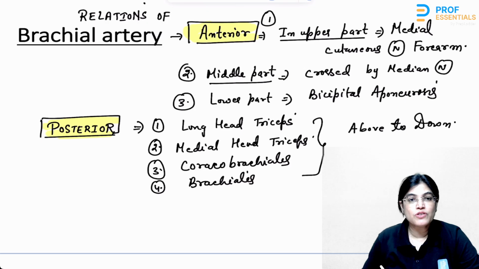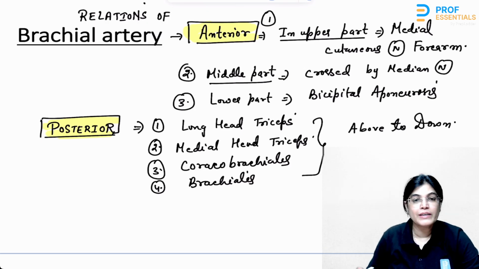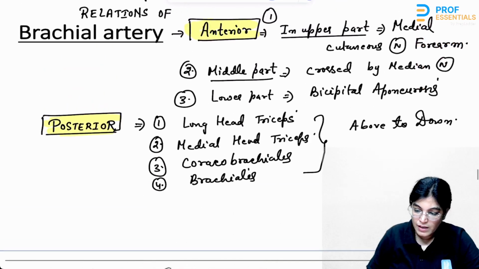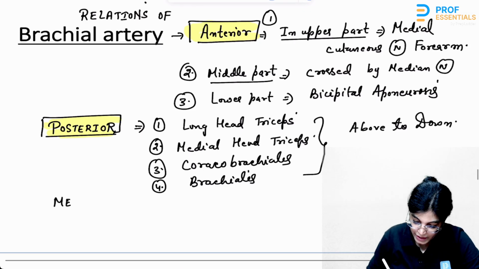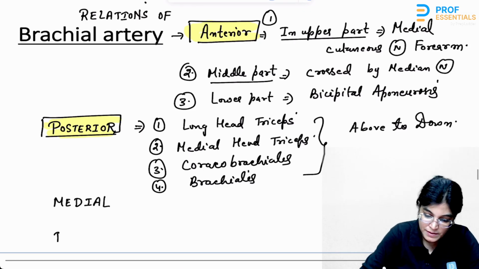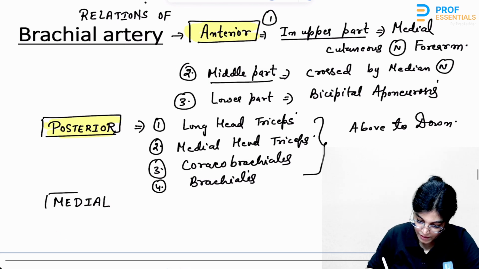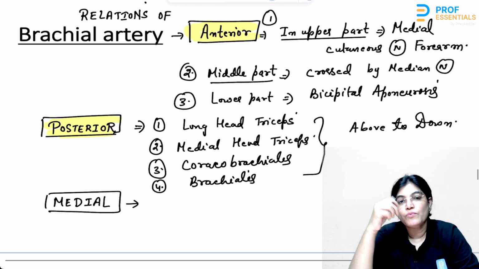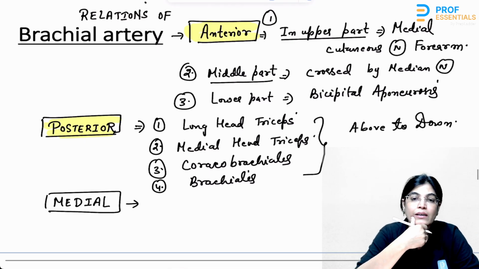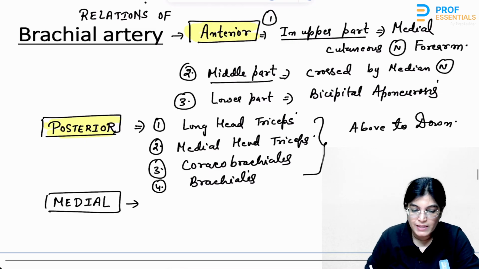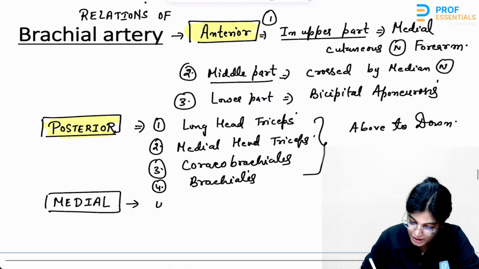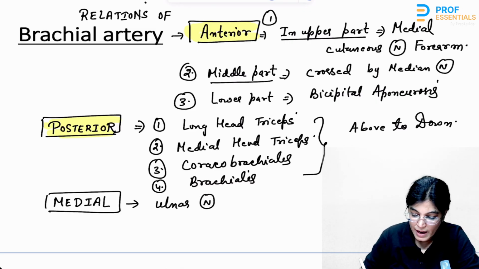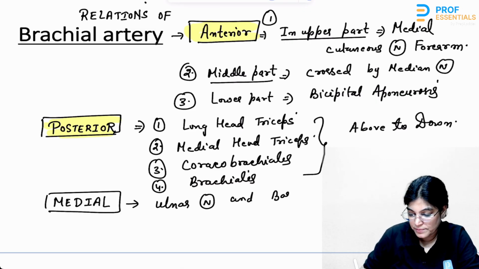So we have got the relations on the anterior aspect and on the posterior aspect. If you want, we will also write the relations on the medial aspect and on the lateral aspect. Medially, which structures lie by the brachial artery? The ulnar nerve and the basilic vein. So on the medial side, we have the relation of the ulnar nerve and basilic vein.